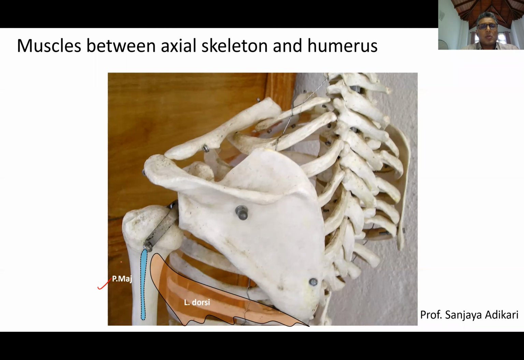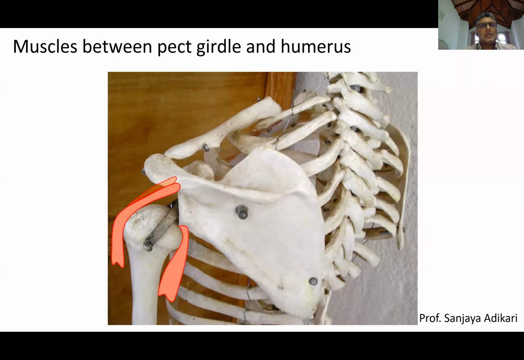Then the latissimus dorsi muscle, again it's attached to the proximal end of the humerus. It takes origin from the thoracolumbar fascia and all. So then there are muscles attached between the pectoral girdle and the humerus. Examples are the biceps brachii muscle and the triceps brachii muscle.